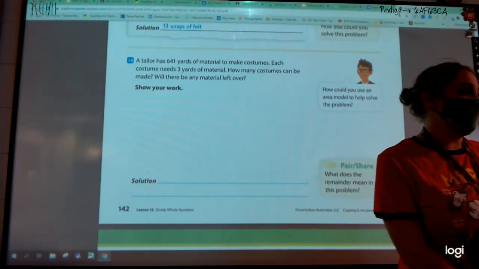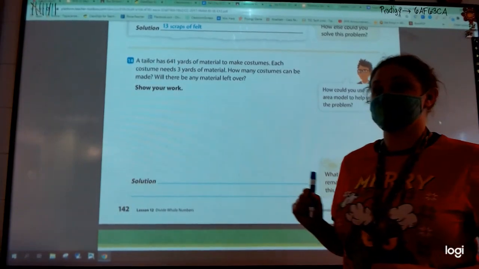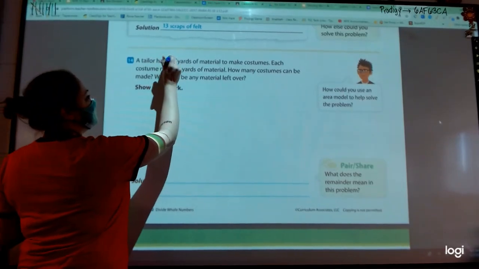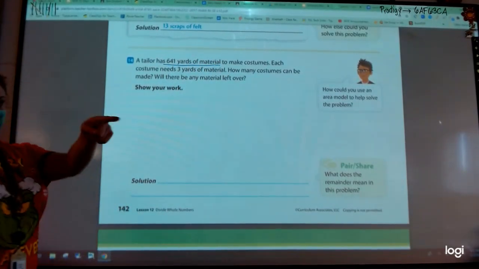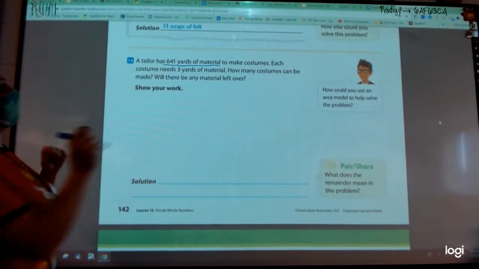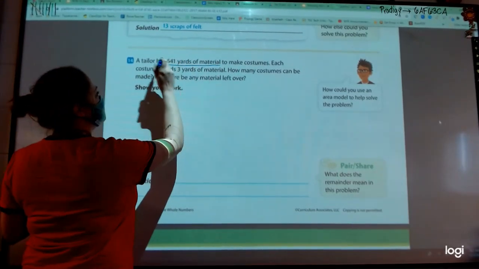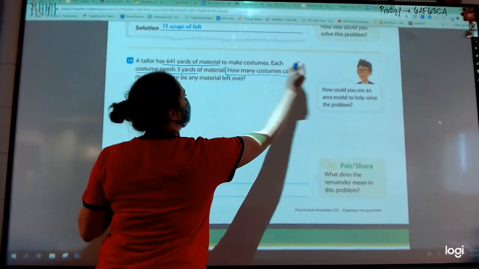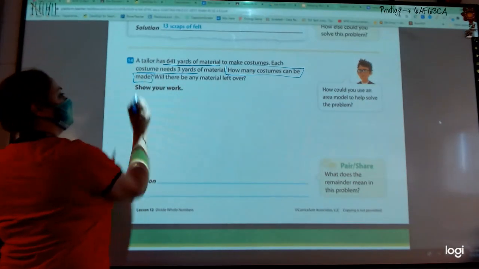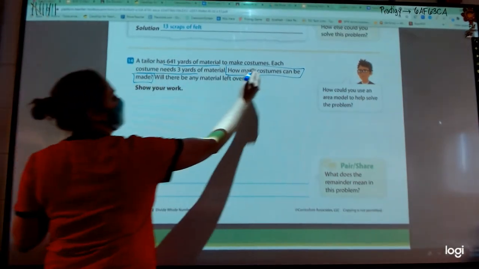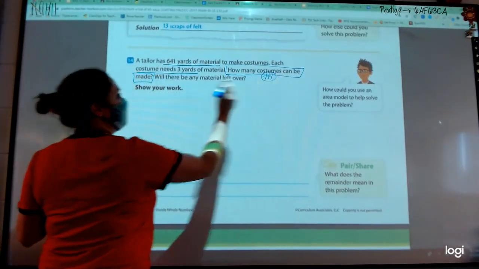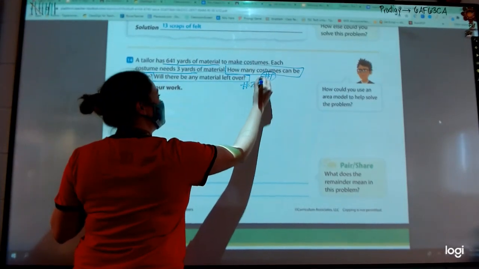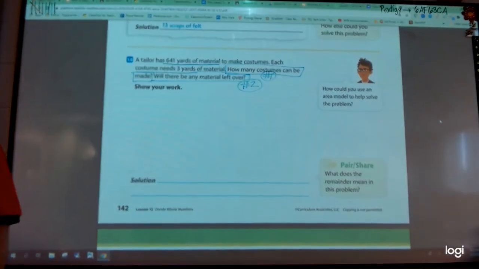Okay, first step, and everyone needs to do this with me. What's important in the problem for us to underline? Chloe, what's one thing? The numbers. The numbers, okay? A tailor has 641 yards of material. Angie, what's another part? The question. Each costume needs 3 yards. And the question. So, how many costumes can be made? Oh, there's 2 questions. So that's number 1. This helps me to remember that there's 2. And will there be any material left over? Yes. That's my second question, right? So if we have a remainder, we know there's leftover material.